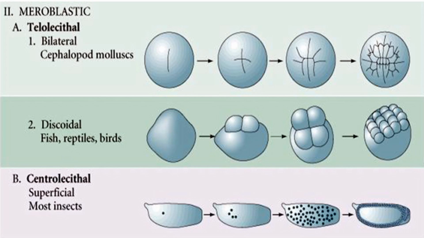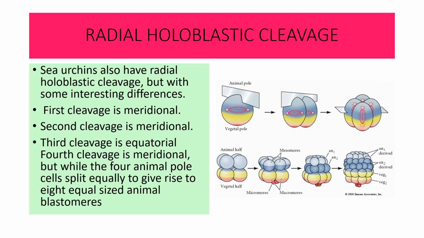So this is regarding the case of the centrolecithal eggs. Now one by one we'll explain all the three. Number one is holoblastic radial cleavage. In this case, complete egg, complete division. See, this is the animal pole, this is the vegetal pole, right? So the first cleavage is meridional, all the way down.